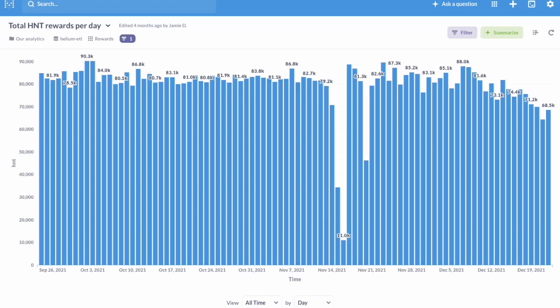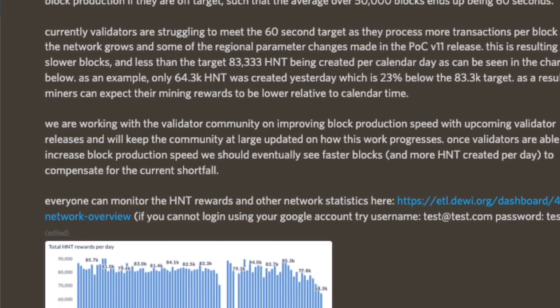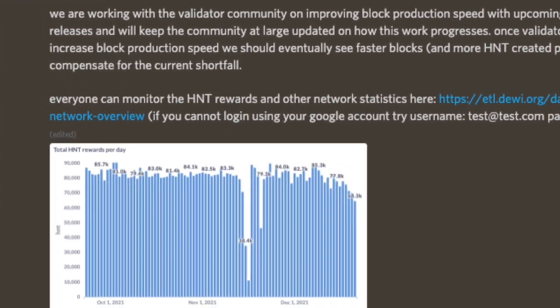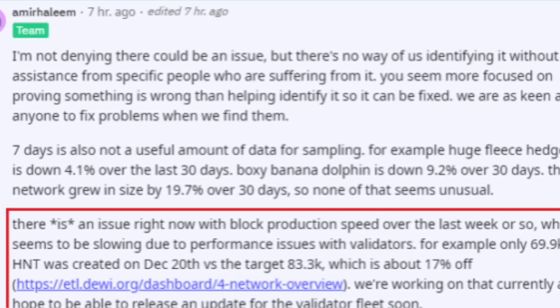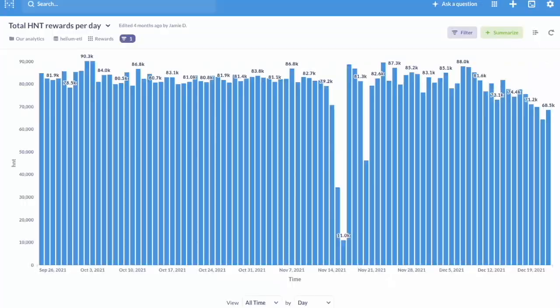Validator block production speed over the last week has slowed rather significantly, or at least enough for people to start noticing it. This has been brought up in several Discord threads and Reddit posts, and Amir Helium himself has addressed it specifically. The decline can be seen as the fall off towards the right end of this chart.